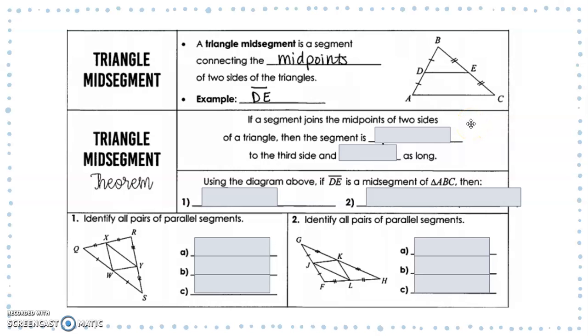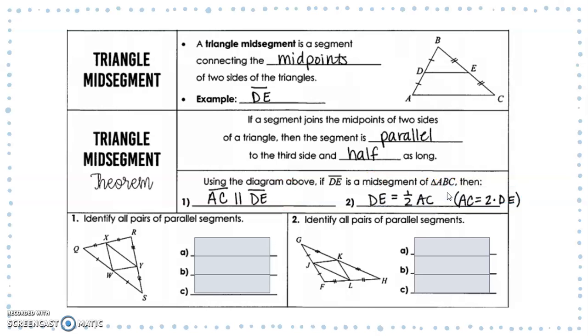When we take a look at the triangle midsegment theorem, that says that if a segment joins the midpoints of two sides of a triangle, then the segment is parallel to the third side and half as long. So looking at our diagram above, the two lines that would be parallel are AC and DE. So the third side and my midsegment are parallel. And looking at the relationship between them, my midsegment DE is going to be half the length of AC. We can also write that as AC is double DE, so 2 times DE. And that's going to be helpful when we start solving for missing pieces.